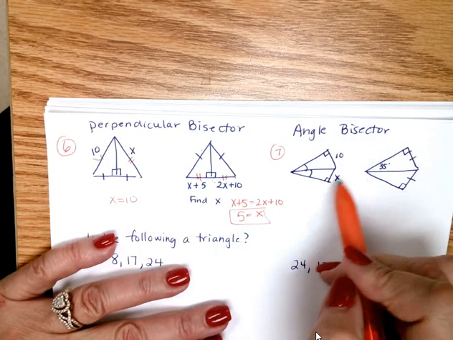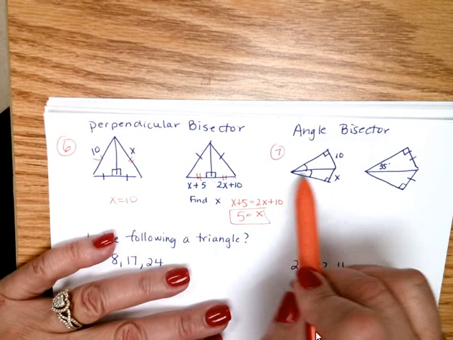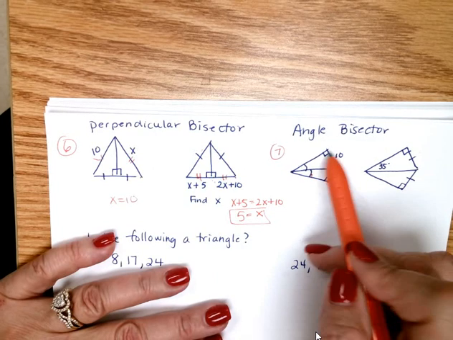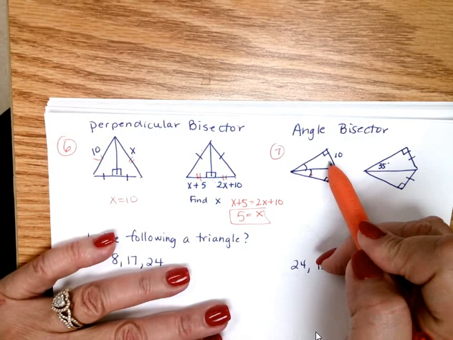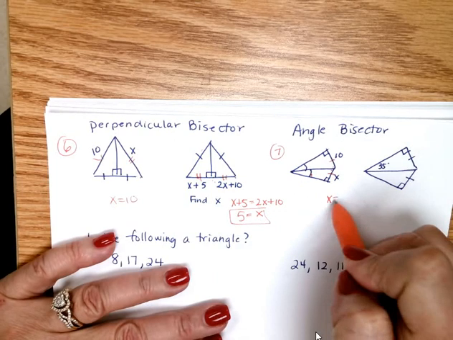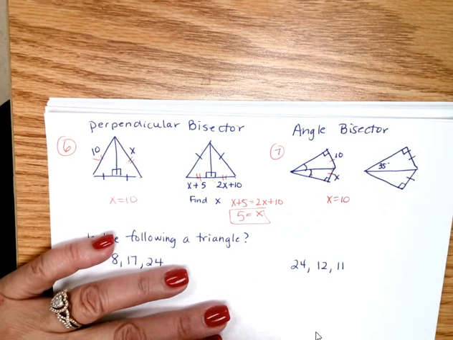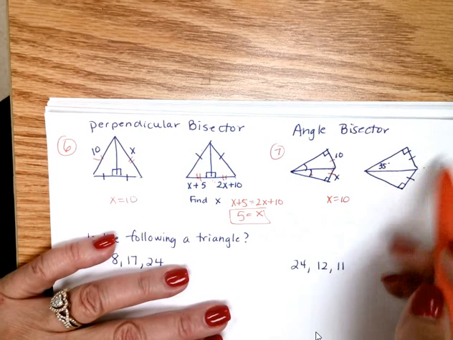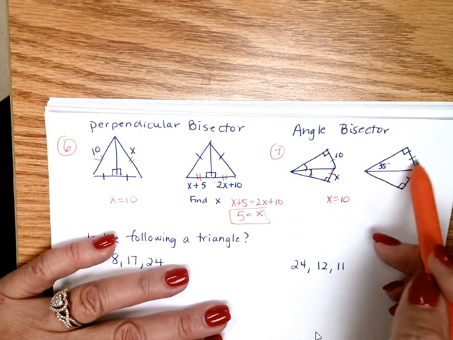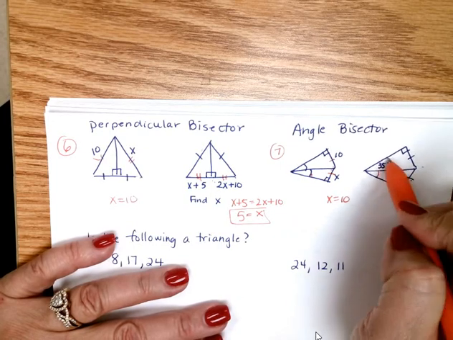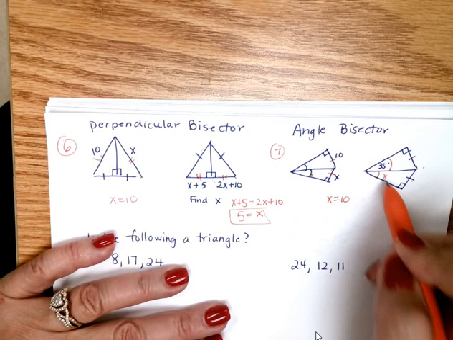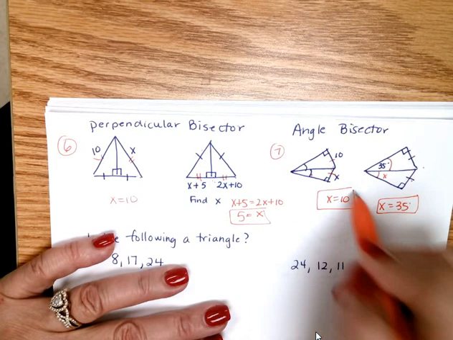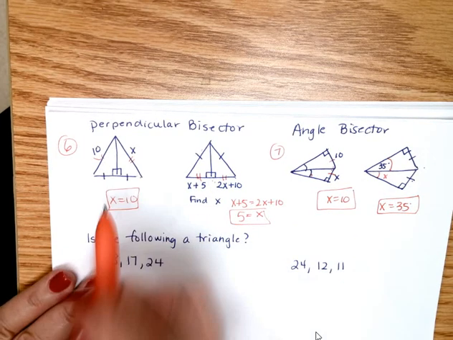With the angle bisector, it's the same deal for number 7. Here, I have an angle. I bisected it. That's what's here. They're both congruent. If I drop this perpendicular, which is the shortest distance to the side, they must both be congruent. So again, x would equal 10. If I have an angle and it's been cut in half and the perpendicular drop to the side is congruent, then these angles must be on a bisector, so x must be 35 degrees. Pretty straightforward.